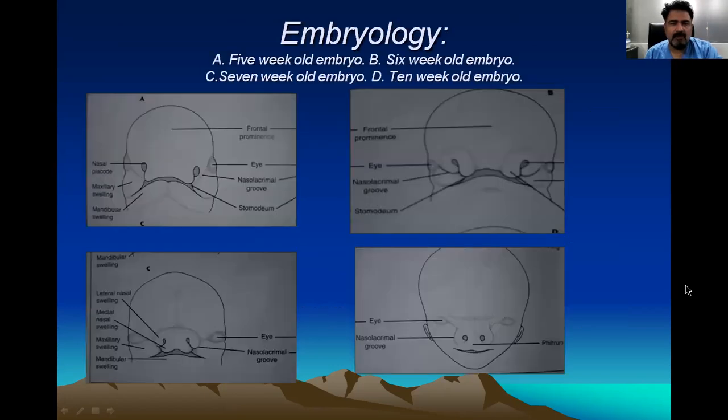During embryology, this is the first week old embryo. You can see the nasolacrimal groove forming and the stomodeum forming. The second one is the 6-week-old embryo. Now this is the 7-week-old embryo, and then the 10-week-old embryo.